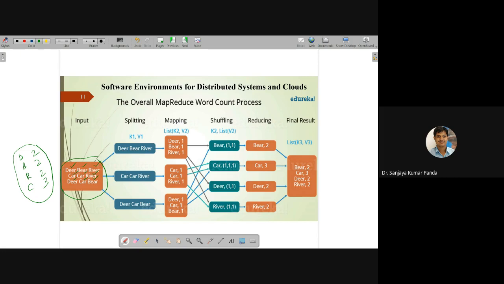First is called the process of splitting. Splitting means you have to divide the file into a number of chunks. Let us take an illustration with three different map functions. I can say the first line will go to the first map function, second line to the second map function, and third line to the third map function. So we have split it into three different parts.